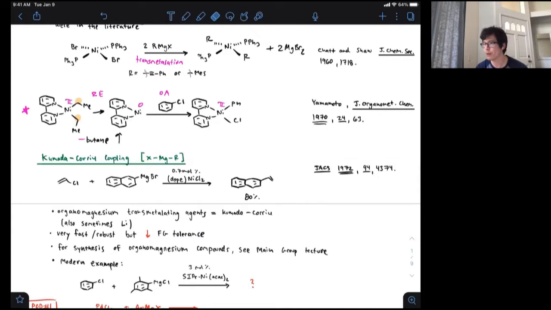And a lot of these reactions have multiple contributors, sometimes simultaneously, sometimes over a number of years. And so the names that are used are not totally consistent, but that's true across a lot of organic chemistry. So the Kumada-Corriu coupling is this catalytic coupling of Grignard reagents and organohalides. Again, the first manifestation of that was with nickel.